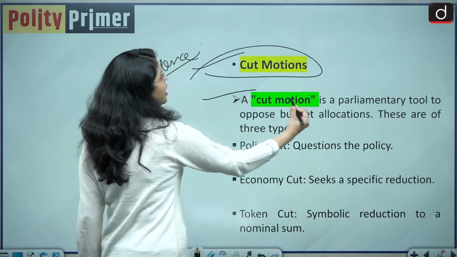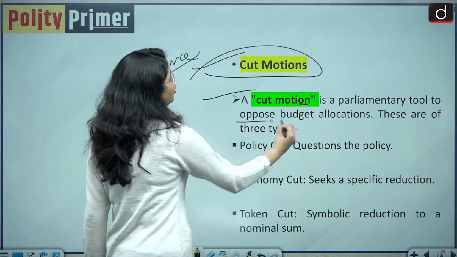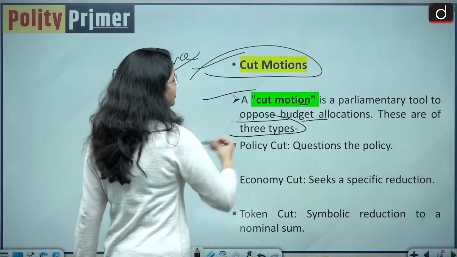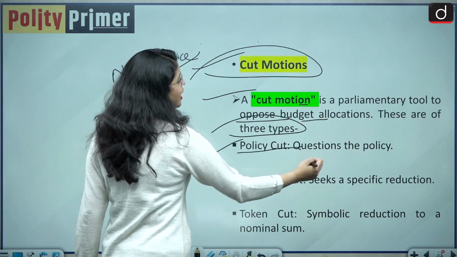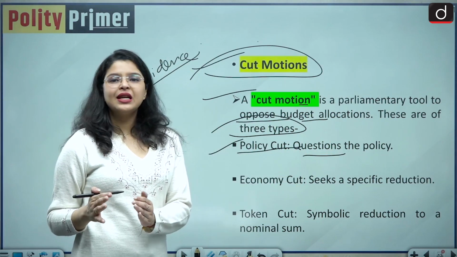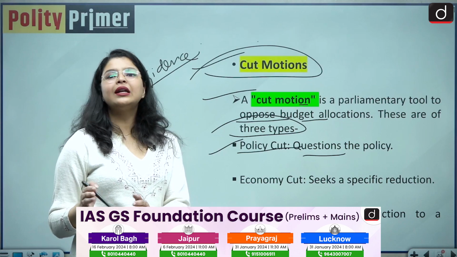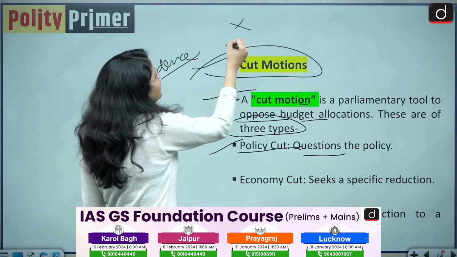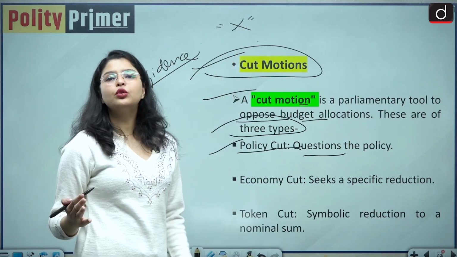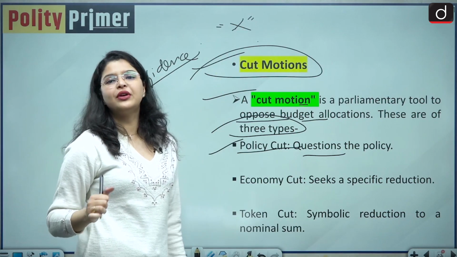Okay, so a cut motion is a parliamentary tool to oppose budget allocations, and these are of three types. Firstly, policy cut questions the whole policy. For example, the government says that yes, we are dedicating this X amount for a welfare scheme. So basically they will question what is the need to dedicate this X amount for a welfare scheme.